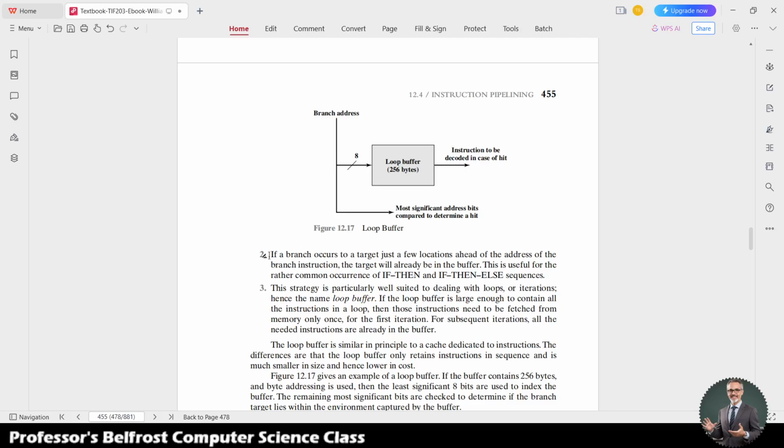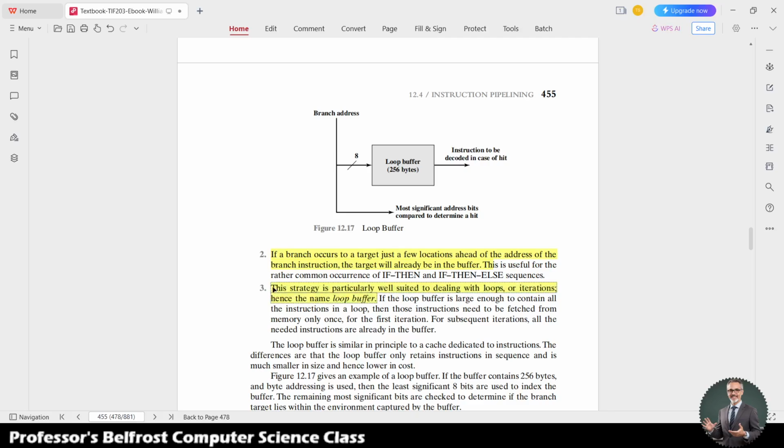Then if a branch occurs to a target just a few locations ahead of the address of the instruction, the target will already be in the buffer. This is useful for the common occurrence of if-then-else sequences. And the third one is that this strategy is particularly well suited to dealing with loops or iterations, and hence the name loop buffer.